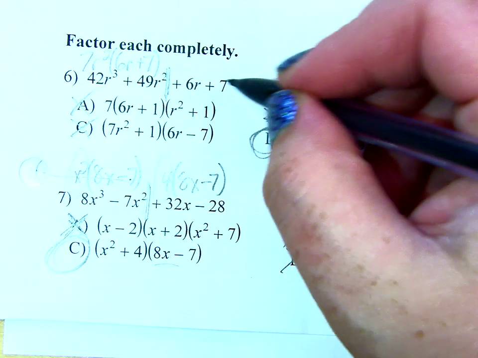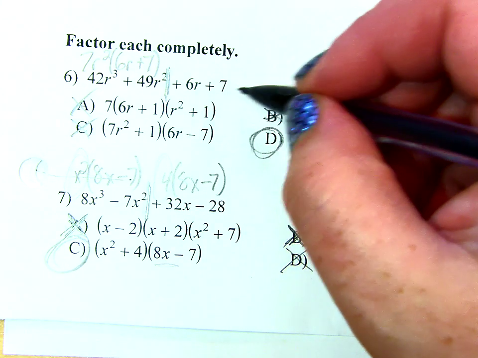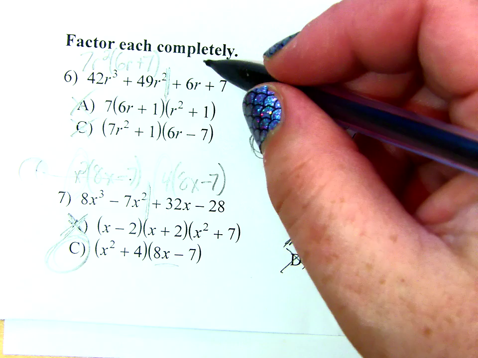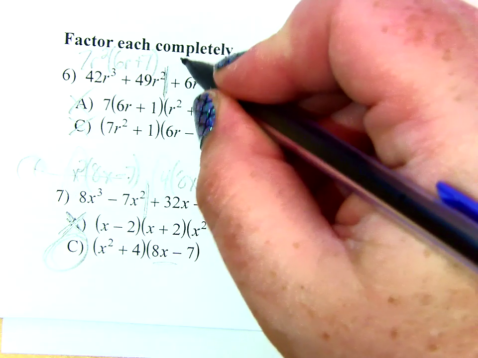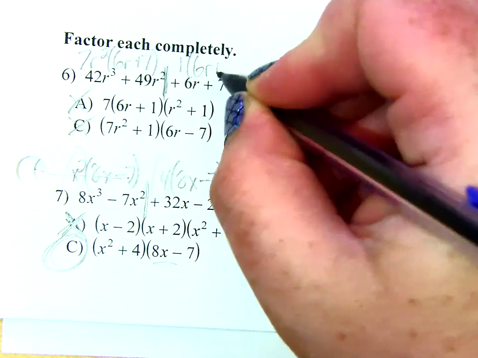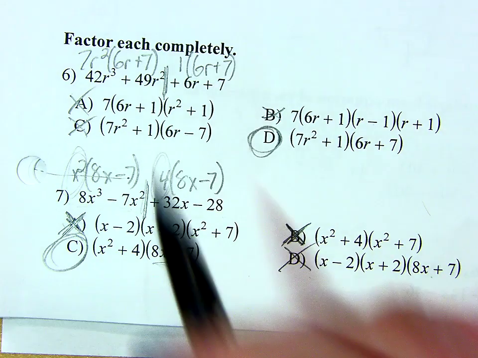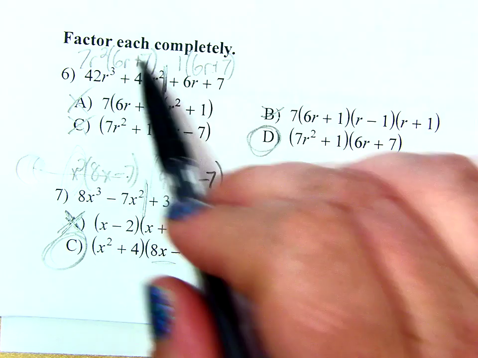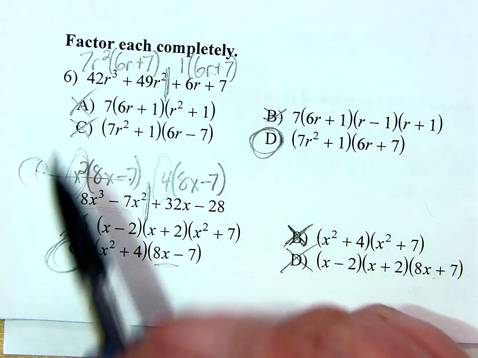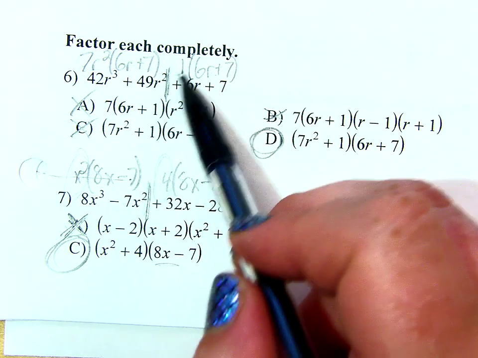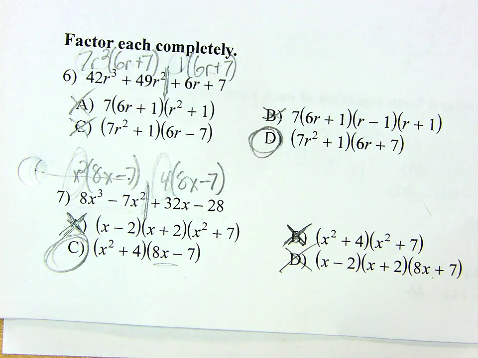Over here, I already have 6r plus 7. What do you take out if I already have exactly what I want? You take out a positive 1, because you have to take out something. There they are. So my parentheses match. So one of my factors is 6r plus 7. The other one is 7r squared plus 1. So there we have it. It is D.